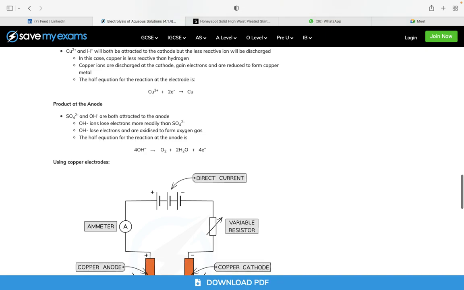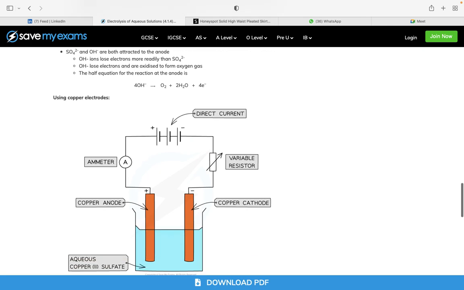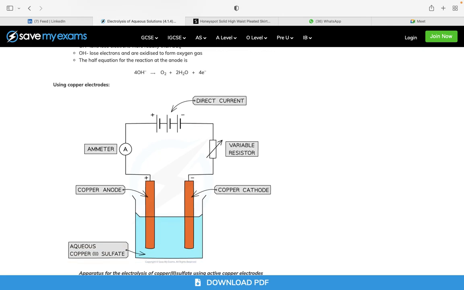So now here, you need to know how to write this half equation, write this equation at the cathode and this equation at the anode. Here is the proper circuit diagram.